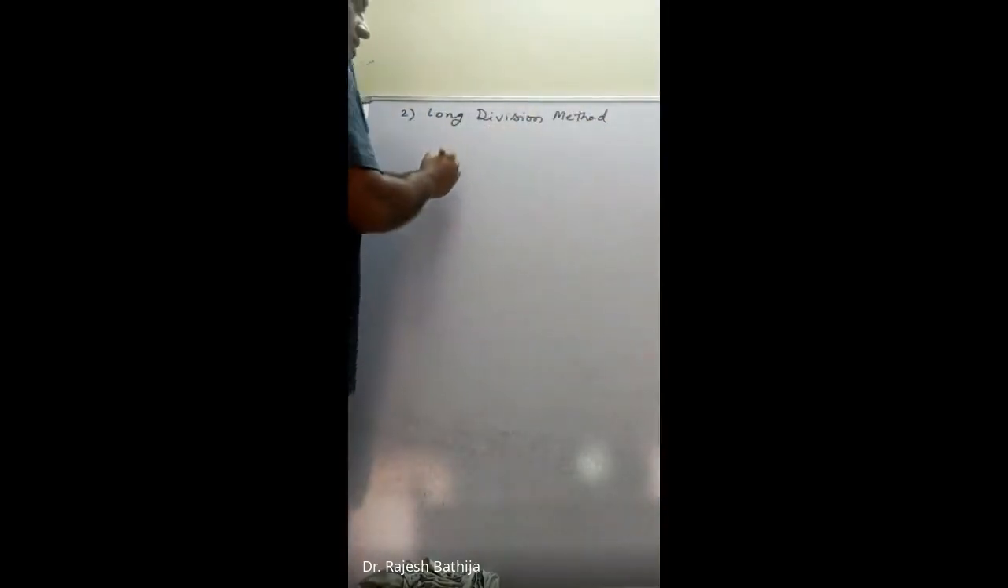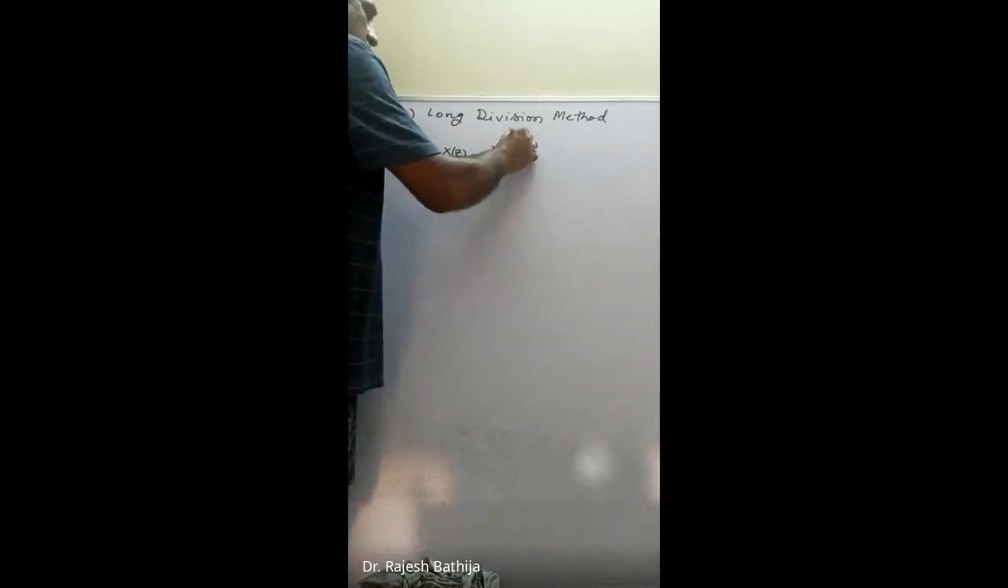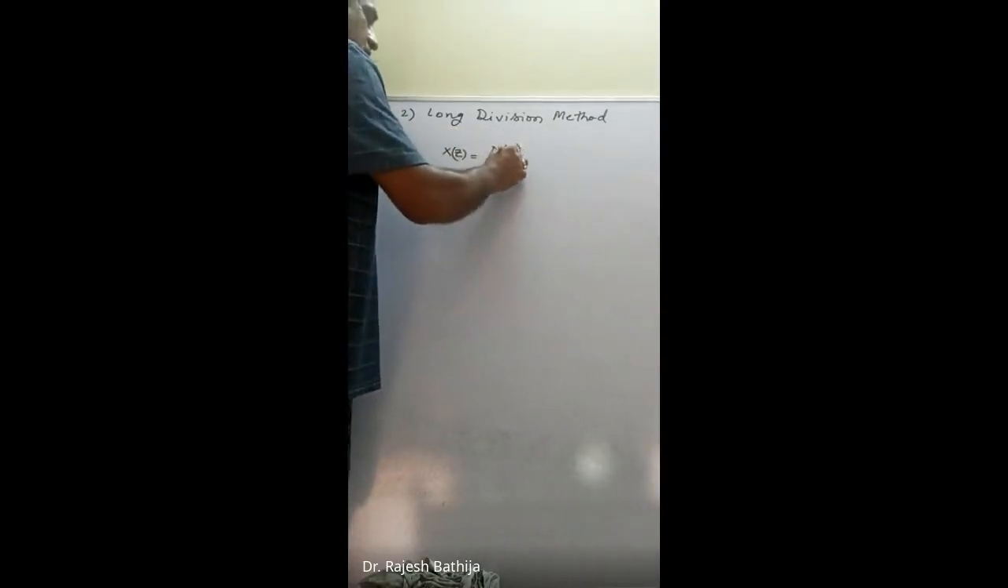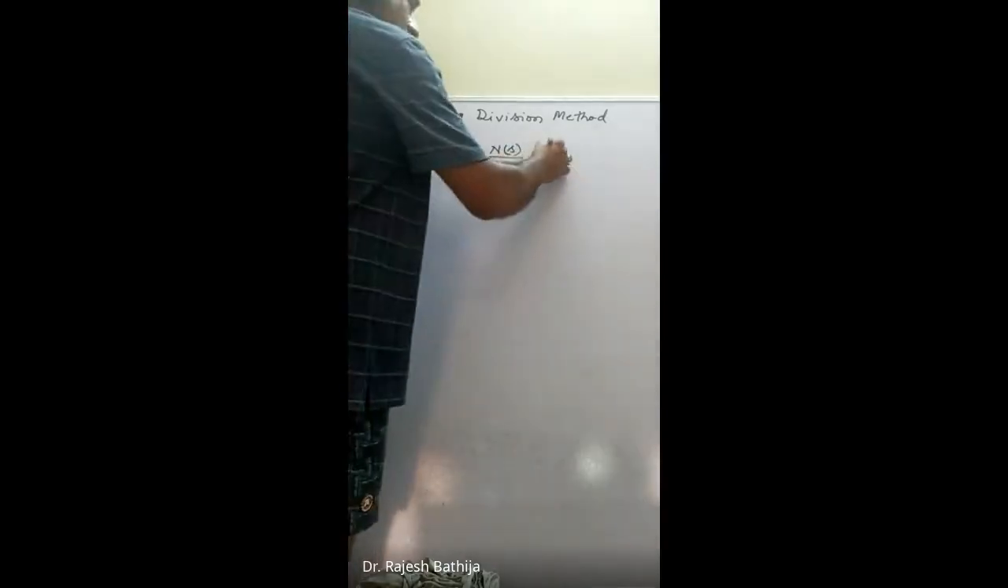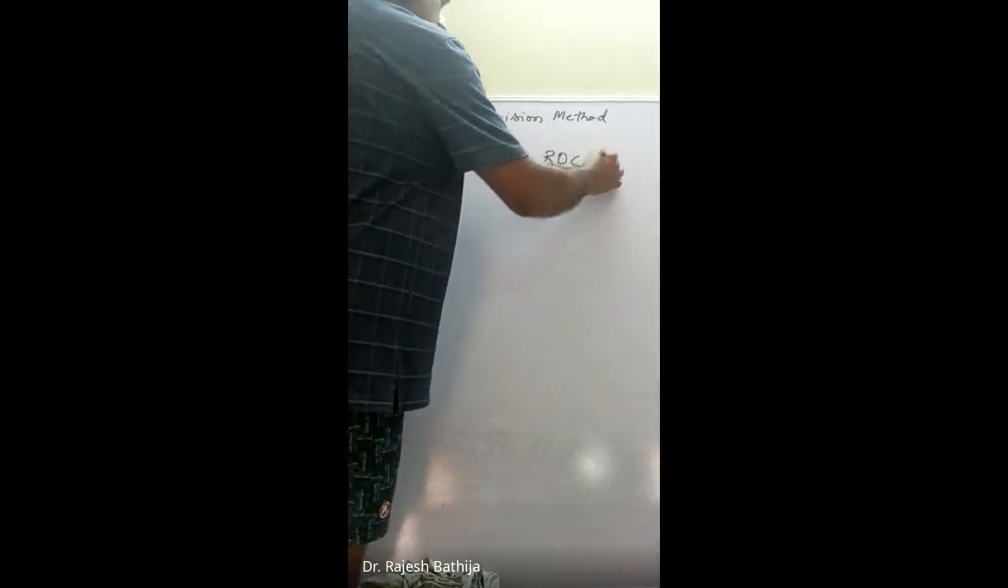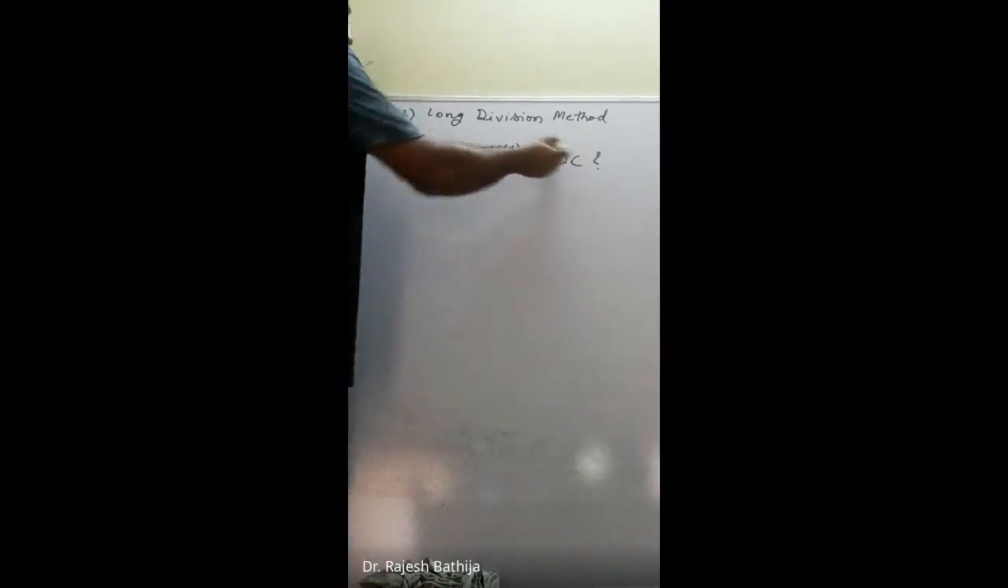So what is the long division method? In this, x of z will be given in the form of a numerator polynomial divided by a denominator polynomial, and an ROC will be given to us. We know the region of convergence is that region of the z plane at which x of z exists. Otherwise, in all other regions we cannot compute x of z, right? So that is the region of convergence.